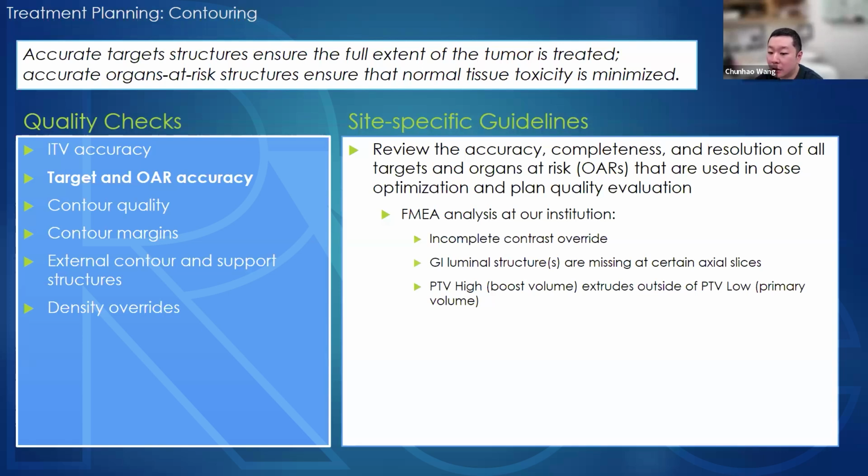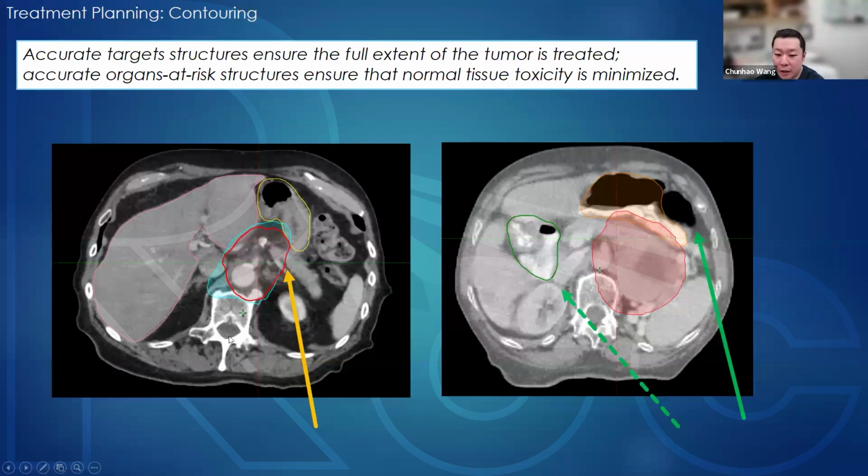The most common problem is incomplete contrast override. Second is that GI luminal structures are missing at certain axial slices. Number 3, the PTV high or the boost volume extrudes outside of the PTV low, which is the primary volume. Here is a visual example. On the left side, the cyan color is the PTV primary volume, and the red is the PTV boost volume. It's treating the lower esophagus together with the GE junction. Because of a stray pixel in the CTV, after the CTV to PTV expansion, you can see in the right contour that a small portion of the boost volume is outside of the primary volume. This is the issue we have to fix, because usually the boost volume should be within the primary volume.